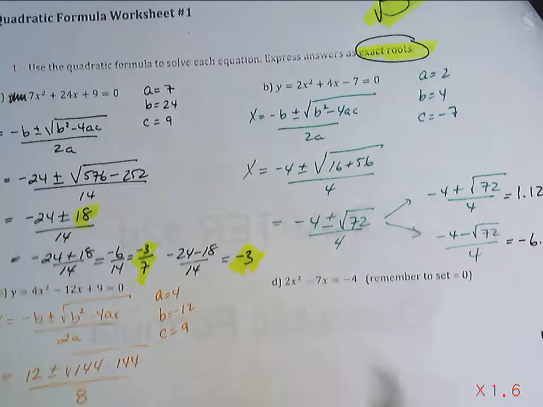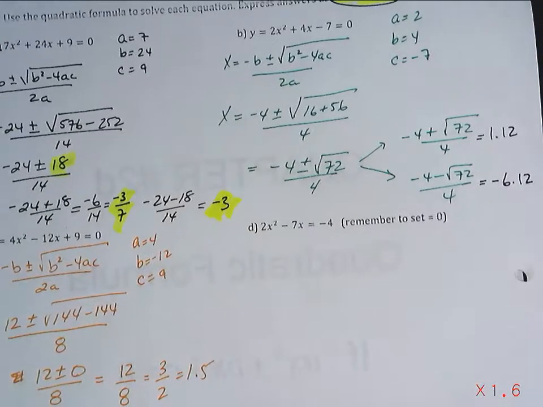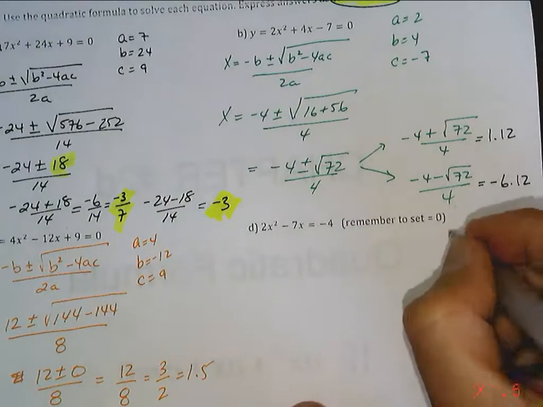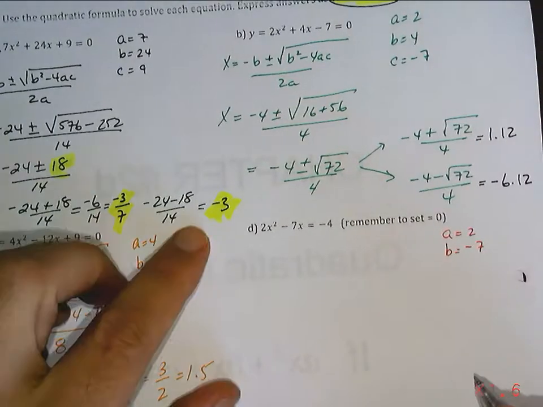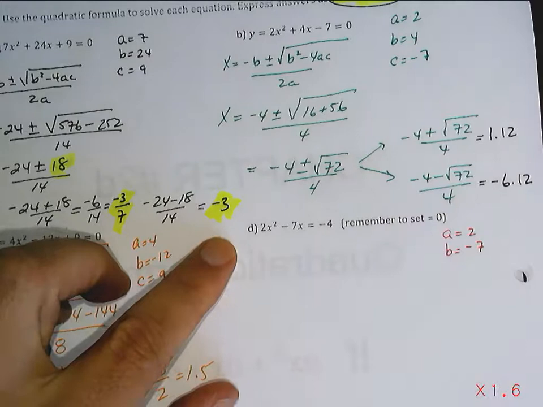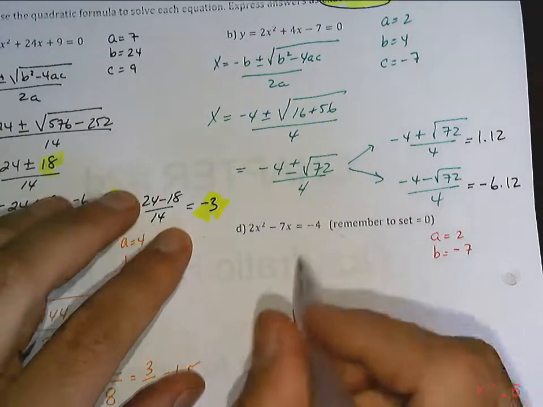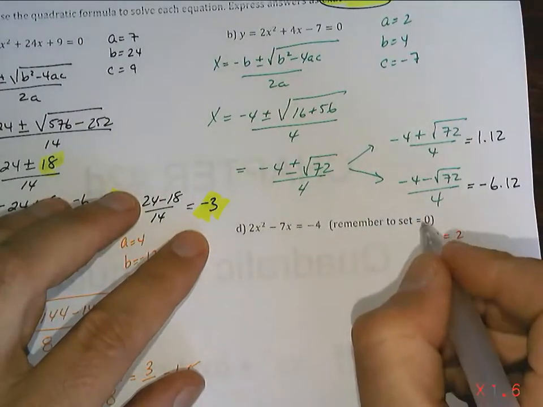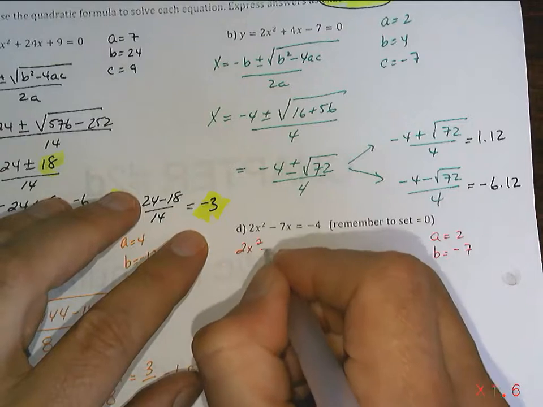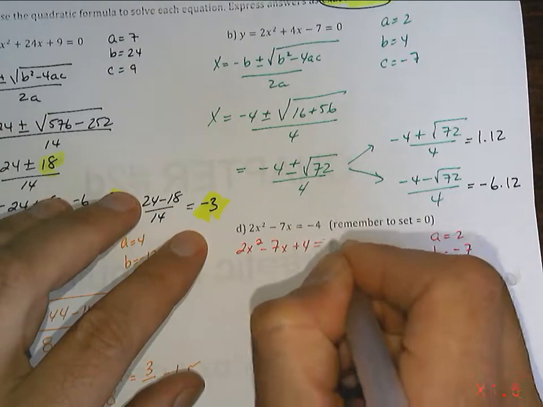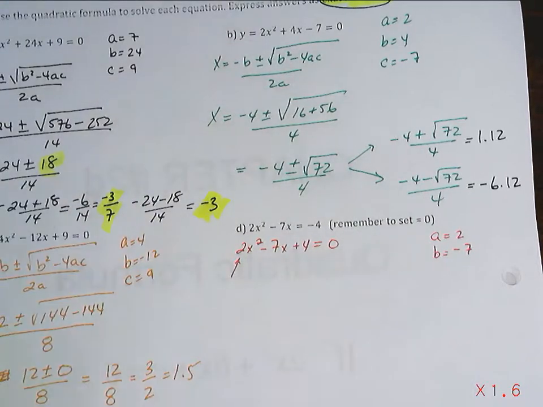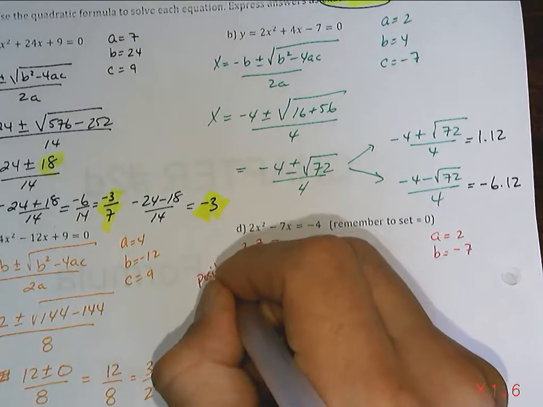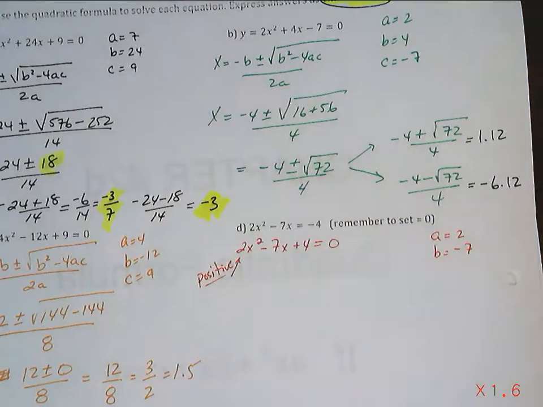Let's do D together. So now I'm going to try to find another color. So my A value is 2, my B value is negative 7, and my C value is not negative 4. If you put your C value as negative 4, you're wrong. You need to set this equal to 0, which means it needs to be rearranged so it looks like this. Remember, you want the A value always to be positive. If you don't follow that rule, you will be in for some trouble. So make sure the A value is positive.